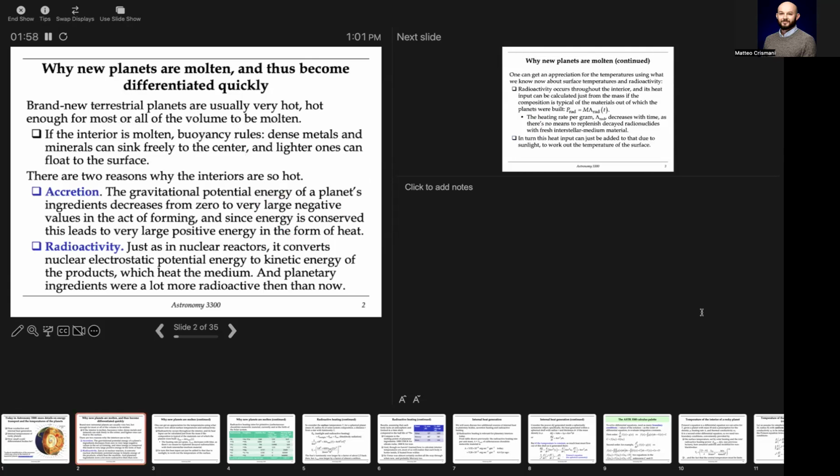So why are new planets molten and why do they differentiate? Well, the easiest answer is because they're hot. They're very big, and so because they are large, they accumulate material and they convert that gravitational potential energy into kinetic energy. That's the form of differentiation. And it gets even worse at the very beginning. So if you think about the protoplanetary disk from which all the planets form, these are objects that are not sitting right next to each other and mixing.